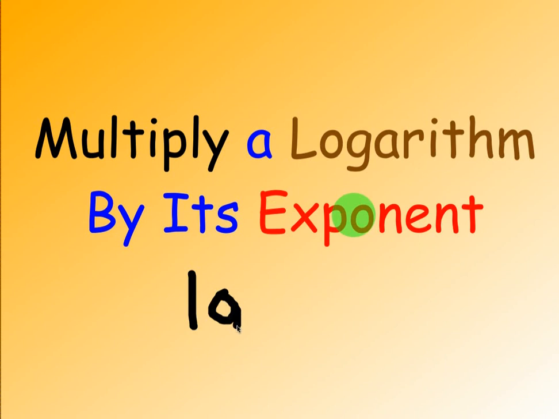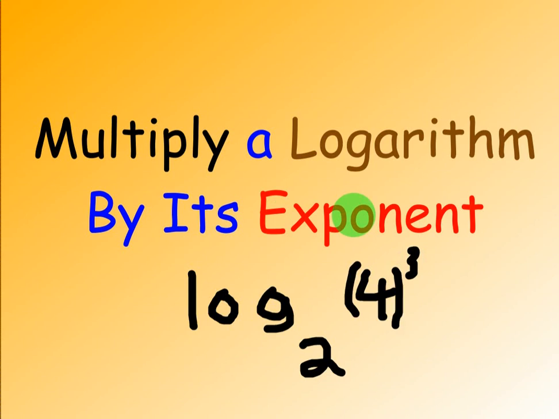Let's say you had log base 2 of 4 cubed. Does everybody understand that the 3 is an exponent on the 4? All this rule says is you can take whatever that exponent is and move it out to the front of the log. So it would be 3 times log base 2 of 4. It's easier that way. Instead of cubing 4, you can just find the log and multiply it by 3. That's the gist of this.